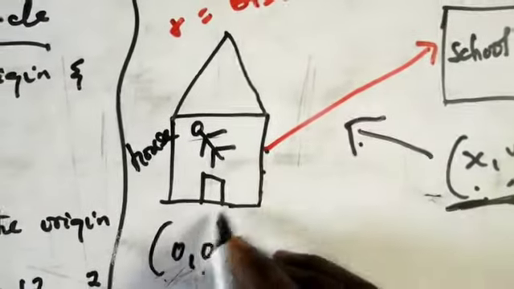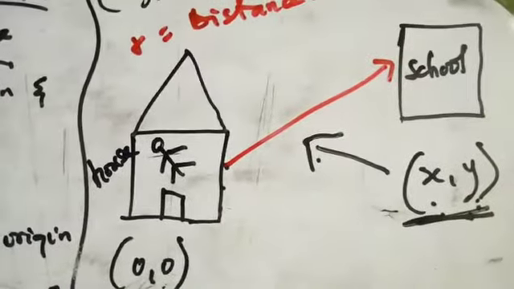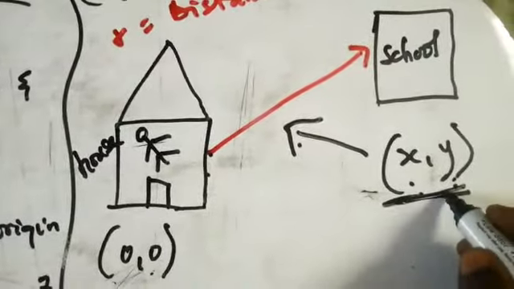Then when you move from your house to your school, for us to determine your location, we need these two things. Is that okay? And these two things, the x and y, help us to determine the distance between where you are and your house. I hope that is very simple.